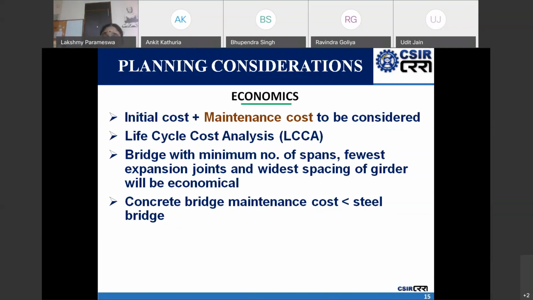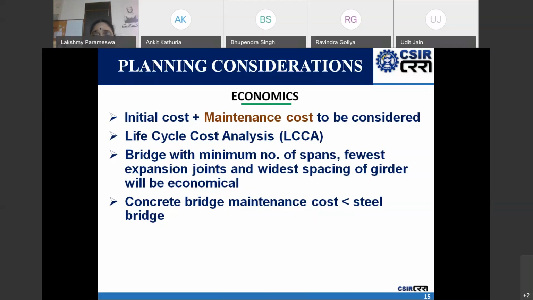Then the fewest number of expansion joints and wider spacing of girders will be economical. Why is this expansion joint worrying us? Because the bridge expands and contracts because of the daily change in temperature, and the expansion joints and bearings, though they are small elements, are vital because their design life may not be 100 years. So we may have to replace them, and for bearing replacement, we may have to lift a span, or for expansion joint replacement, we may have to close one lane.